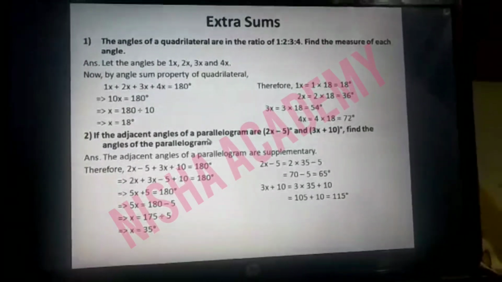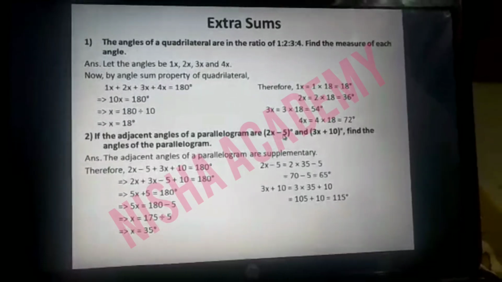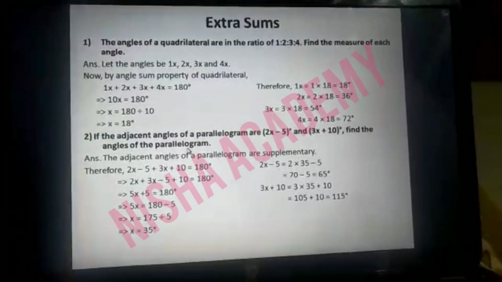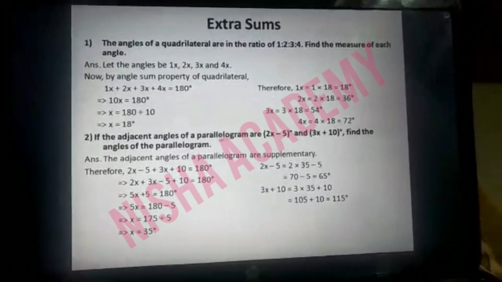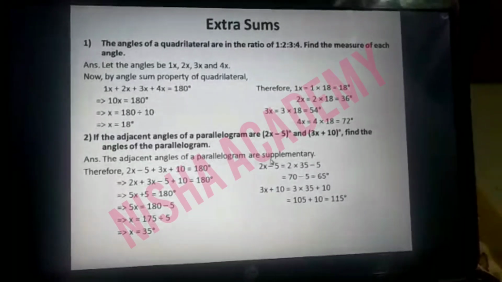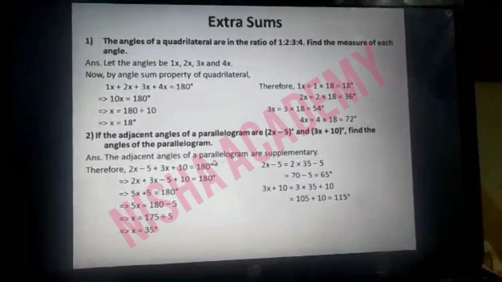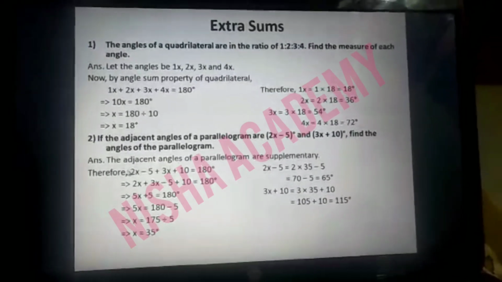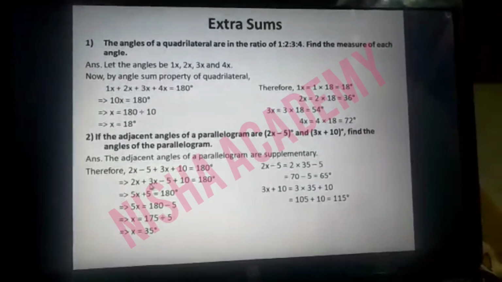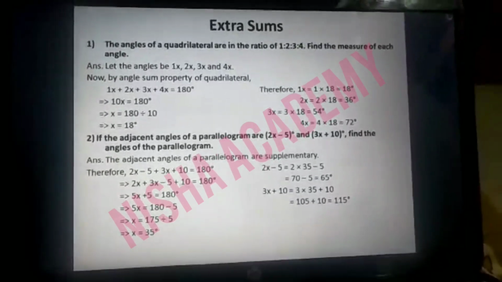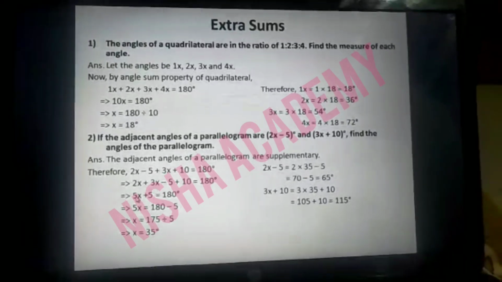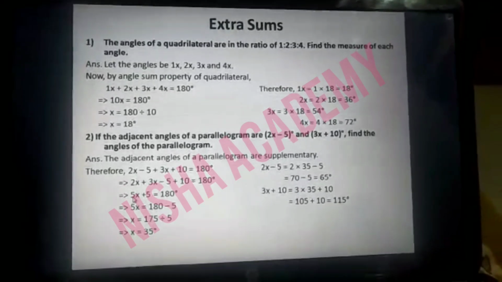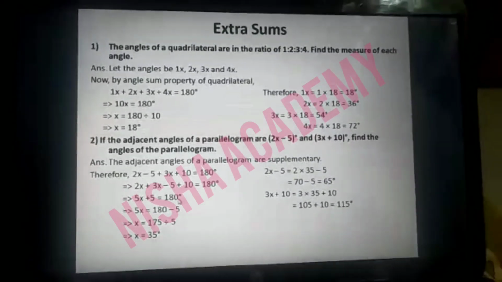Now second question. If the adjacent angles of a parallelogram are 2x minus 5 degrees and 3x plus 10 degrees, find the angles of the parallelogram. See, we have a property that adjacent angles of a parallelogram are supplementary. So 2x minus 5 plus 3x plus 10 equals 180 degrees. First join the like terms. So 2x plus 3x, minus 5 plus 10 equals 180 degrees. 2x plus 3x is 5x, minus 5 plus 10 is plus 5. So 5x plus 5 equals 180 degrees.